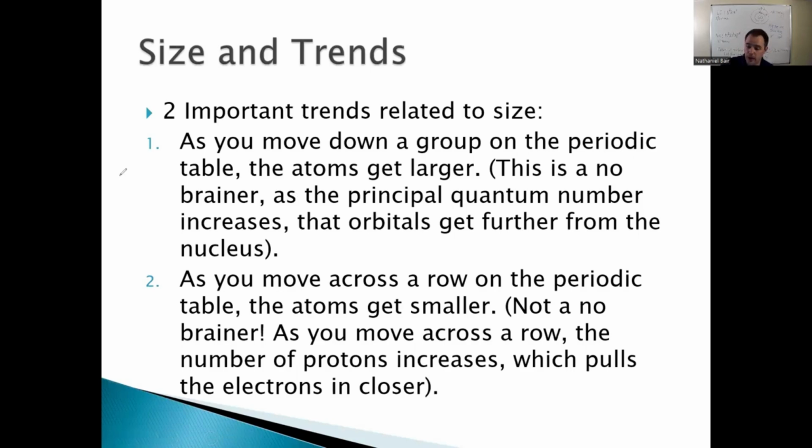So here's what we got. To wrap up what we just spent the last 10 minutes talking about, as you go down a group or family, atoms get larger. Everybody's got that no-brainer, new energy level, getting bigger, right? Okay, but this one is the one you want to put a little star next to, and it's a terrible star, okay? As you go across the row, they actually get smaller. And the reason for that is the number of protons increases. That's pulling everybody in tight.